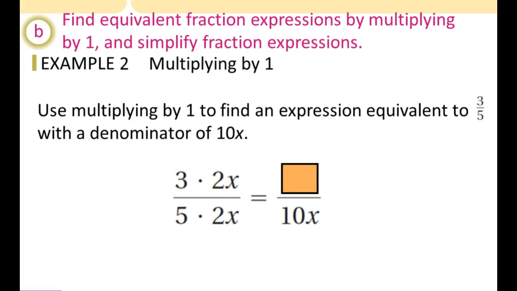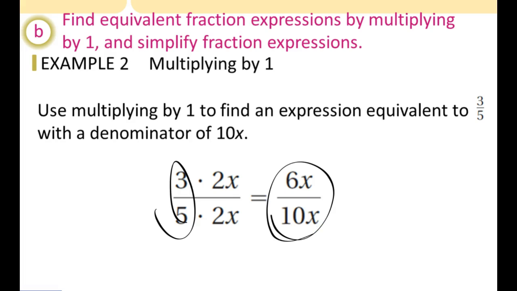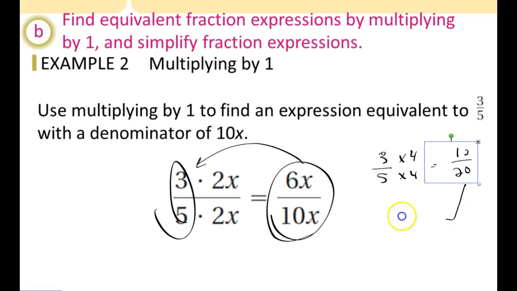So in this case, let's multiply by 2x. 3 times the 2x is going to give me this 6x. And believe it or not, usually we don't do this, but 3/5 is equivalent to 6x over 10x. It reduces. So that would be an equivalent fraction as well. Normally we would take 3/5 and maybe multiply the numerator and the denominator by 4, and end up with 12/20, and say 12/20 is equivalent to 3/5. It reduces, but so is 6x divided by 10x. It also reduces to 3/5.